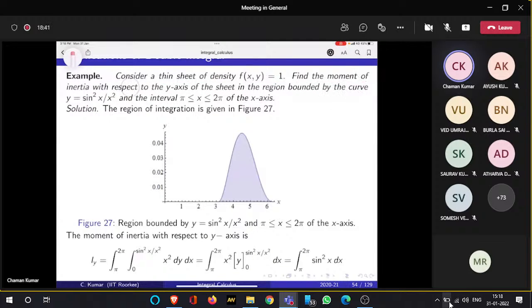So first of all, we draw the region. We have x varying from pi to 2 pi. So we have, let's say, pi here and 2 pi here. And y is sine square x over x square. So the plot of sine square x over x square is the one given here. This blue line is the plot of y equal to sine square x over x square.